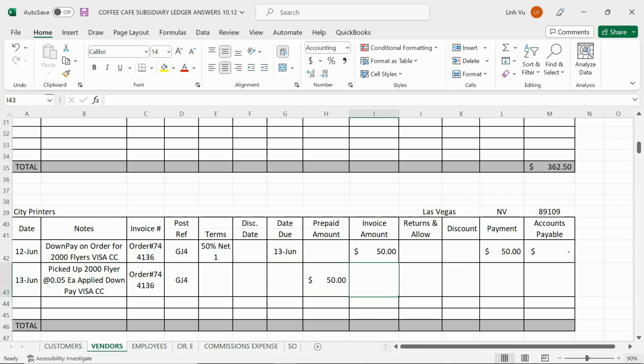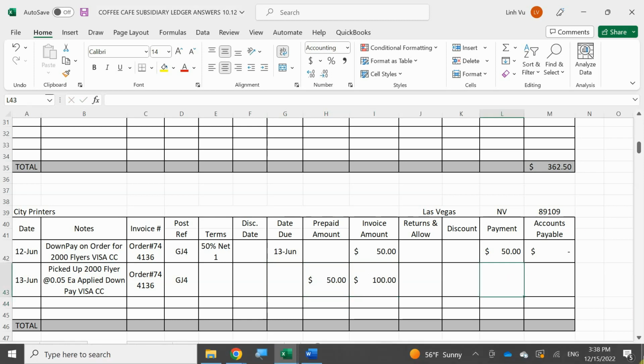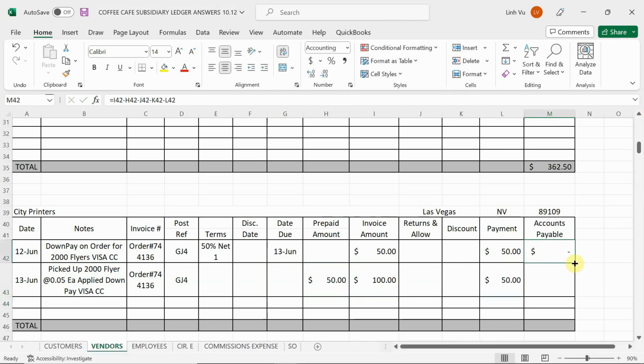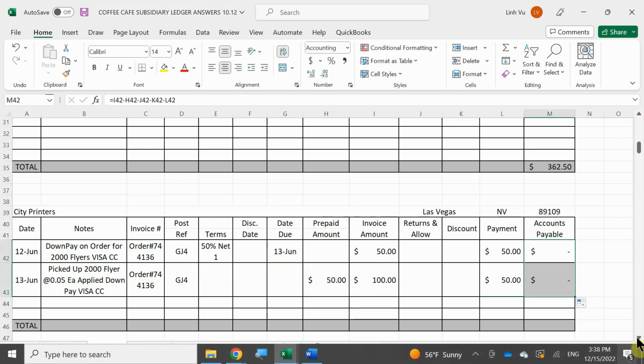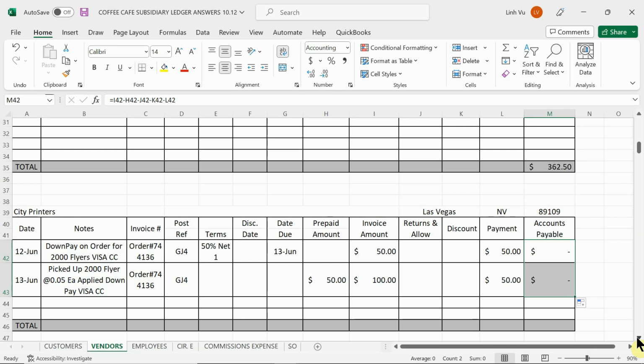The original amount was, if you wanted to calculate it, what 5 cents times 2,000 flyers was, they quoted you at $100. You put the down payment of $50 and you paid with the Visa credit card, $50. So therefore, that should give you a total balance of 0. Okay? So again, this is your proof that you picked up the flyers.